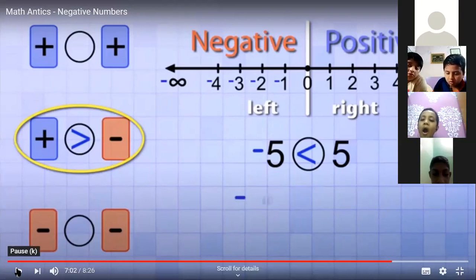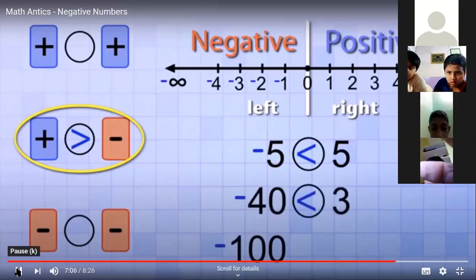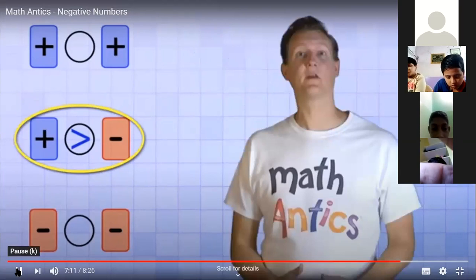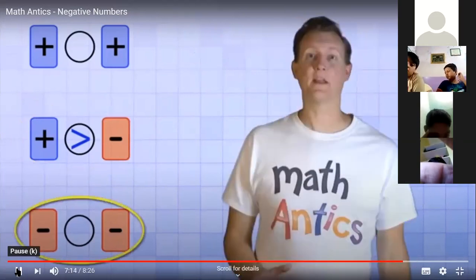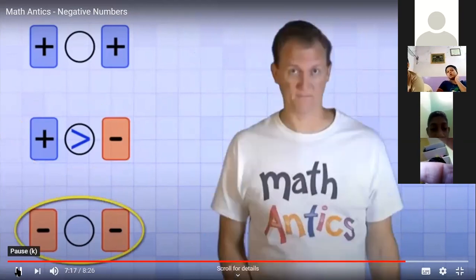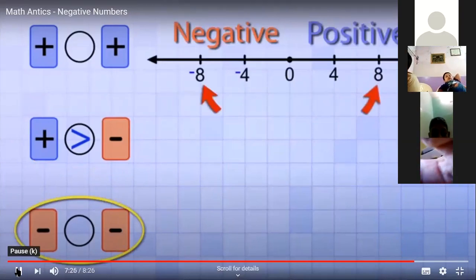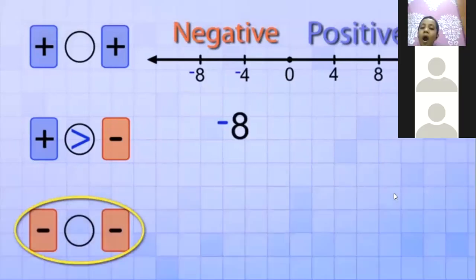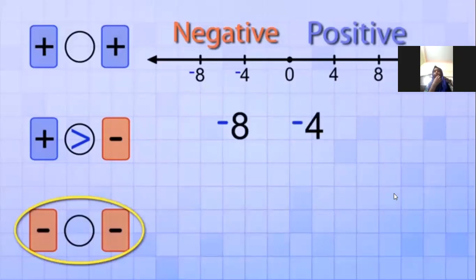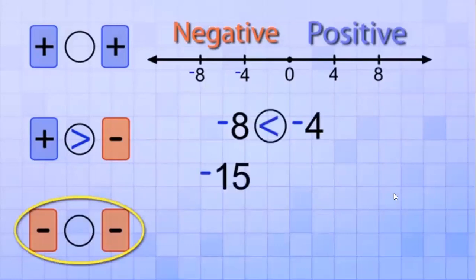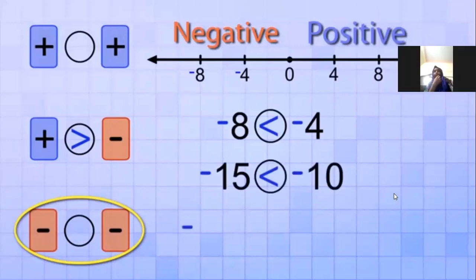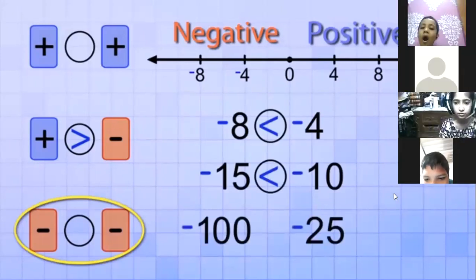Negative 40 is less than 3, and negative 100 is less than 1. The only tricky situation is when you have to compare two negative integers. Then you have to think about which one is further to the left on the number line. Again, a great way to do that is to identify the number that would normally be more positive on the positive side of the number line and realize that it's more negative on the negative side. Negative 8 is more negative than negative 4, so it's smaller. Negative 15 is more negative than negative 10, so it's smaller. And negative 100 is more negative than negative 25, so it's smaller.